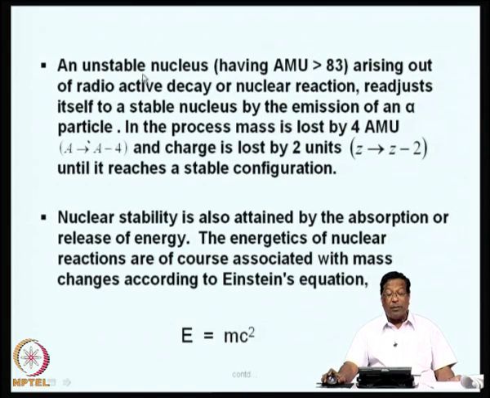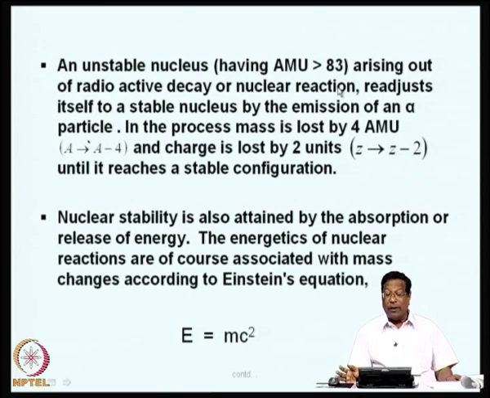So, what kind of atomic nucleus should be unstable? We see so many elements with atomic weight of 2, 3, 4 etc., and we say that atoms attain a stable nuclear state by emitting positrons and other things that we have seen in the last slide, and an unstable nucleus is one having an atomic mass unit of more than 83. This arises out of radioactive decay or nuclear reaction.